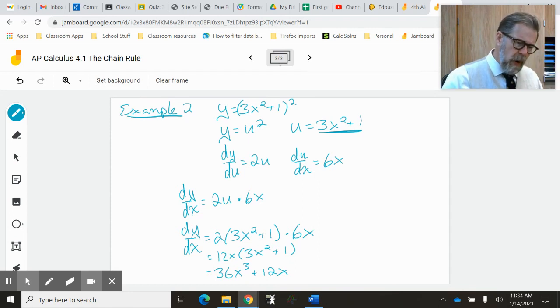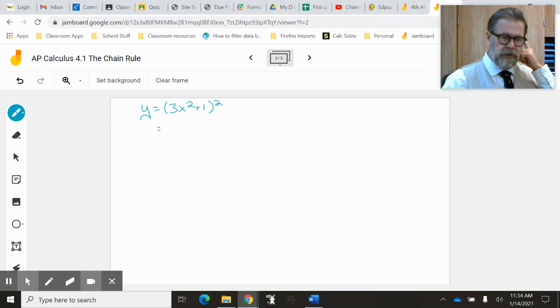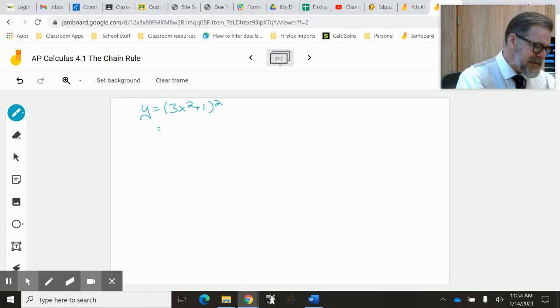So now I want to show you how we know for a fact that this is right. Let's take the original equation, y equals (3x squared plus 1) squared, and let's multiply it out. This is the binomial squared, and so what we end up with is 9x to the fourth plus 6x squared plus 1.